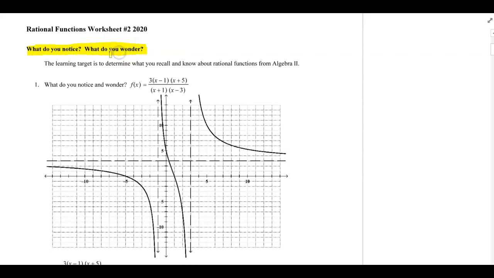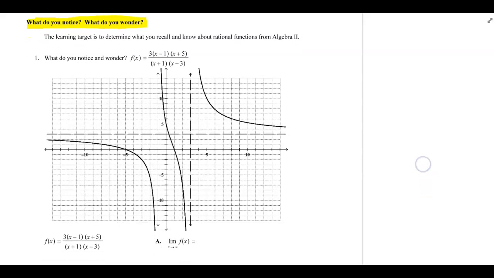The goal of problems number 1 and number 2 is to figure out what you notice and what you wonder about. If you look at this particular function, you could answer parts A, B, C, D, E, and find those limits. Hopefully you realize from our class discussion that for part A, the limit as you go off to infinity is the horizontal asymptote. Here, the horizontal asymptote is y equals 3, which is the answer to part A.